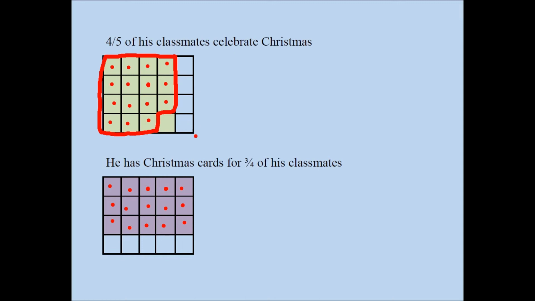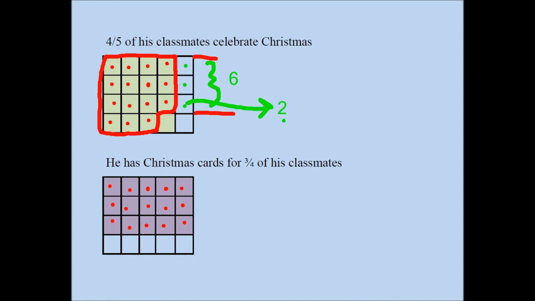Now, according to the question, he bought 6 more holiday cards. So this has to be 6. These 3 boxes, let me change the color to green, must represent 6. Why? Because he bought 6 more. Look, these 2 boxes must represent the same number. If he bought 6 more holiday cards, these 2 boxes must represent 6. So each box should represent 2. I'm going to write it here.